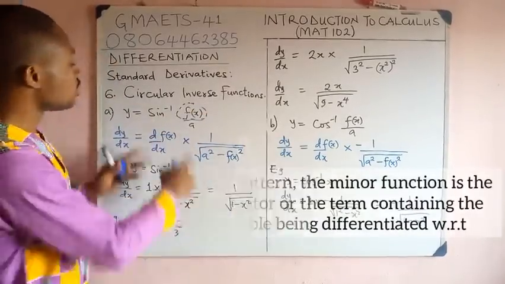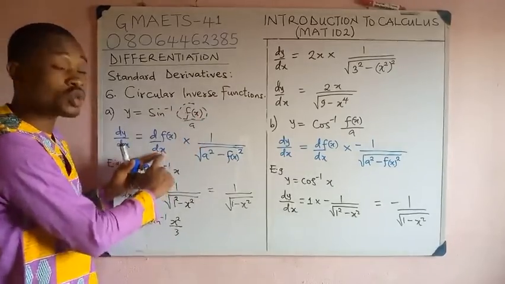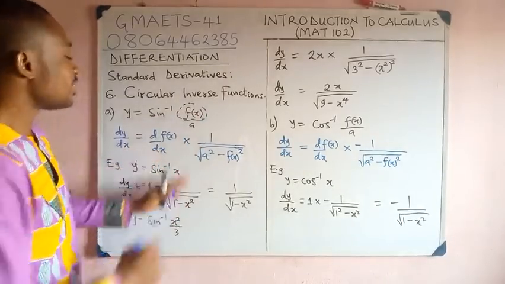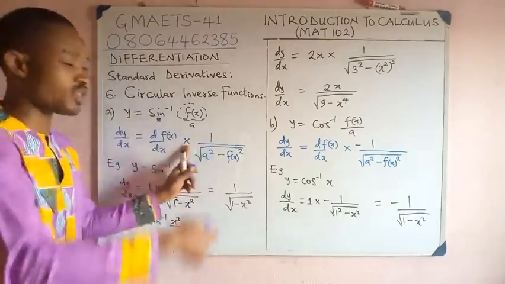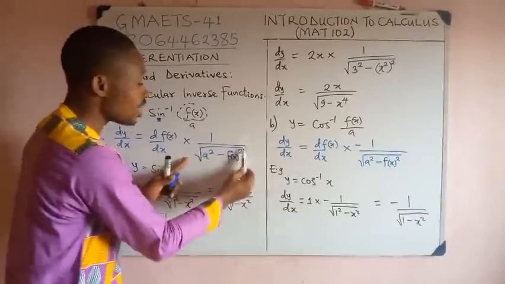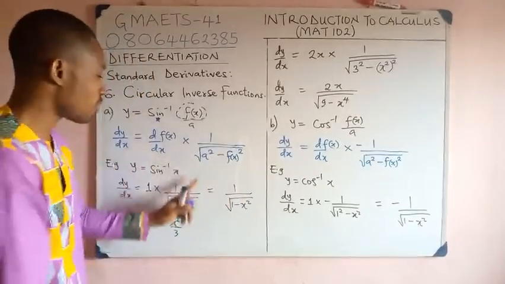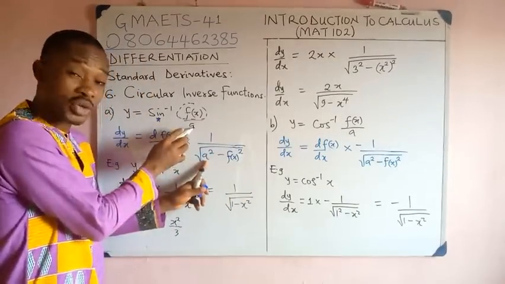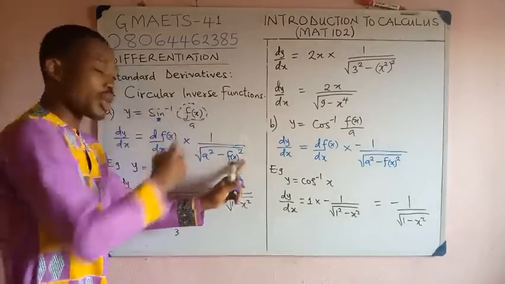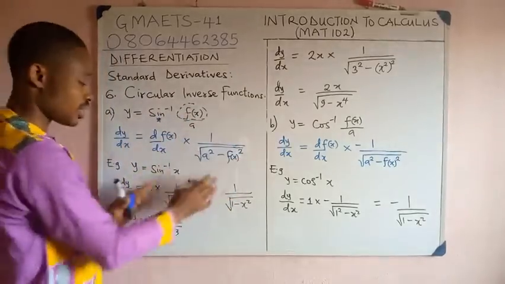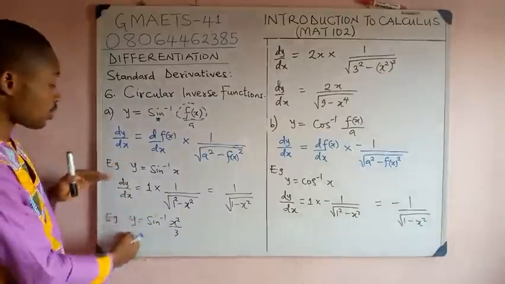Is that okay? So we're going to differentiate this f of x with respect to x. Then times, you now move on, the standard derivative of sine inverse is going to give us 1 over the square root of a squared, that is the square of the denominator here, minus the numerator f of x squared again. So you can see that this is the standard. Now we're going to use it to consider these 2 examples here on the board.